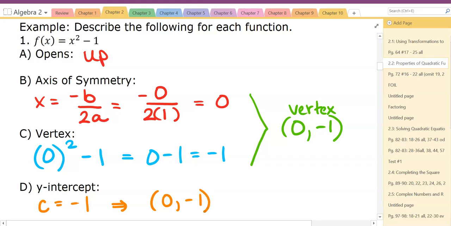Now for this problem, my vertex and my c are the same point. Do you guys see that? I got 0, negative 1 two times up there. Because that happens, if I go to graph that one point, I'm only going to have one point. I don't have anything else to graph to get my quadratic form. So what I need to do is actually find one more point.